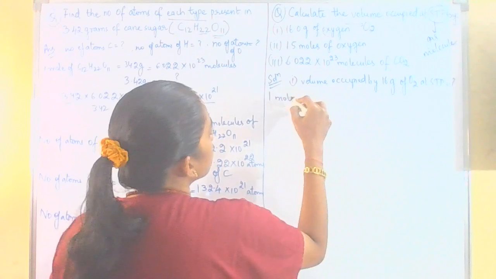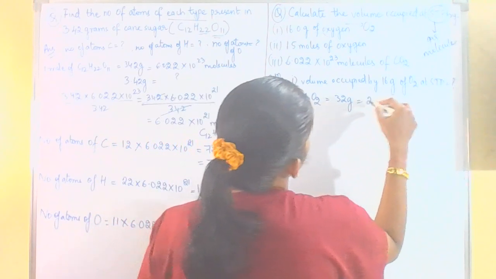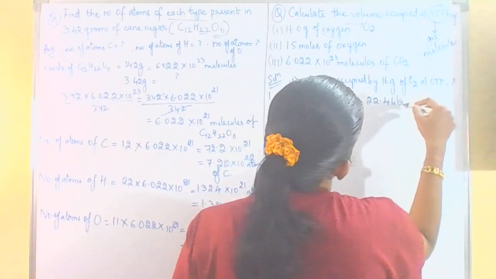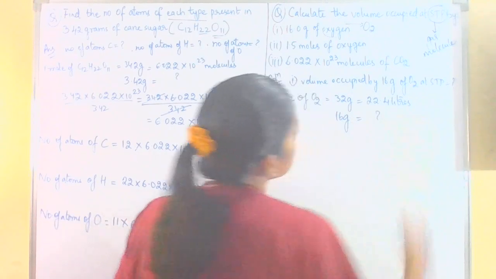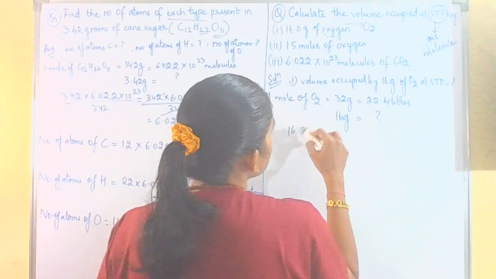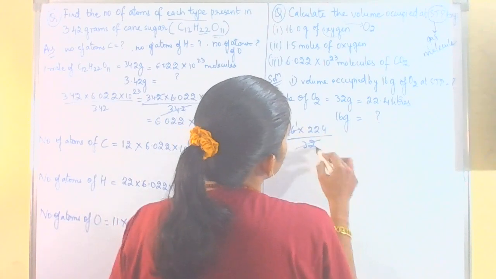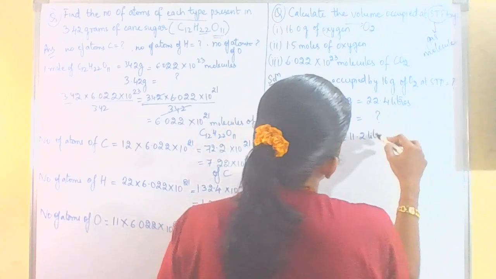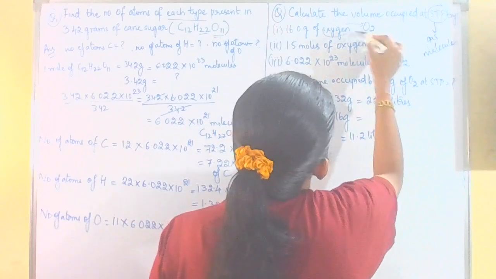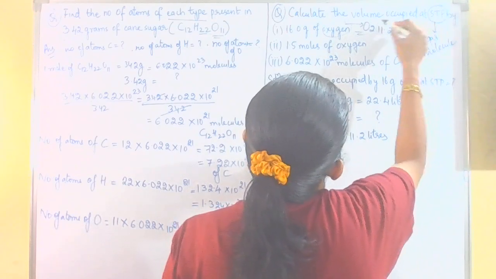1 mole of O2 is equal to 32 grams, which is equal to 22.4 liters. Then 16 grams of oxygen occupies how many liters? 16 into 22.4 by 32, which is equal to 11.2 liters. So the volume occupied by 16 grams of oxygen is 11.2 liters. Okay.